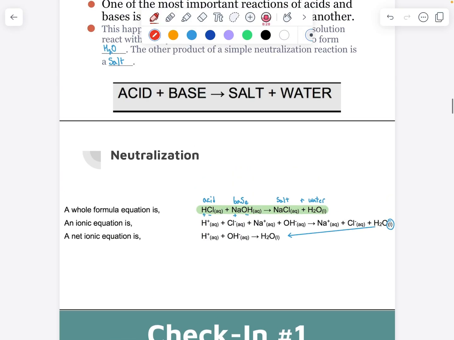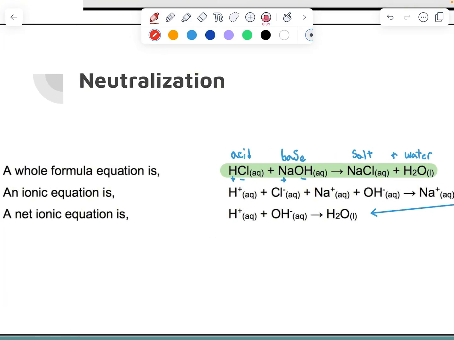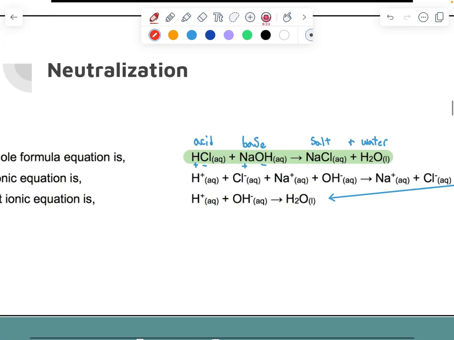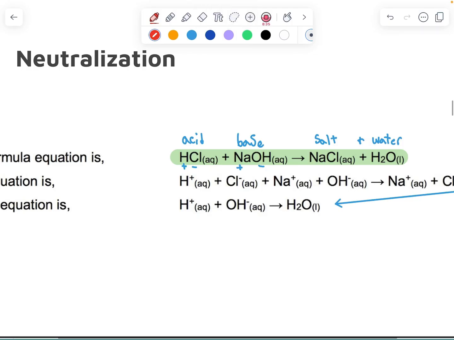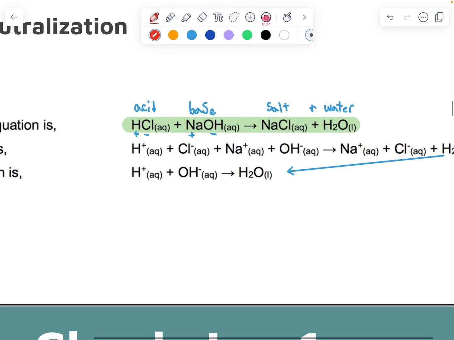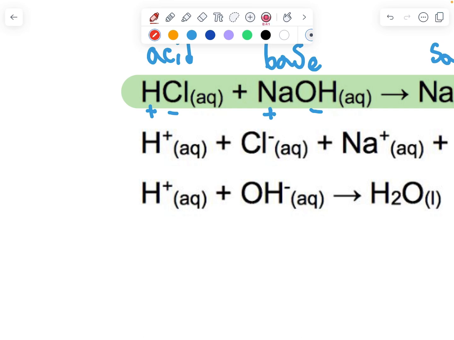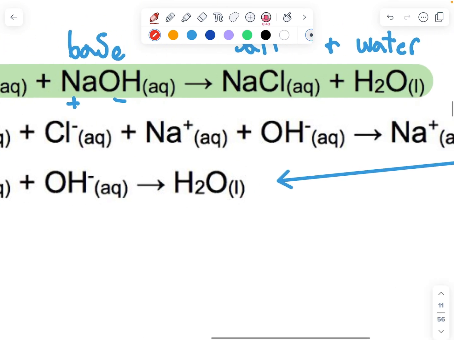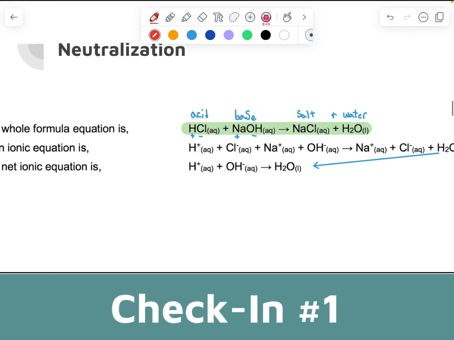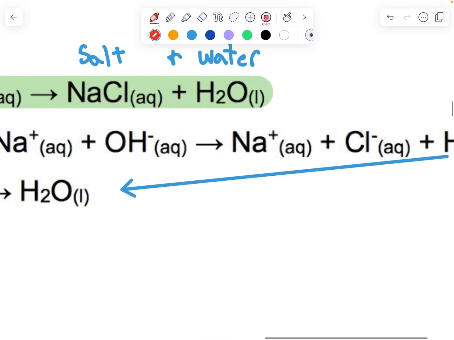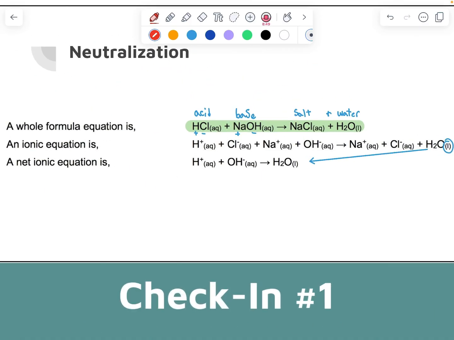So if we have a strong acid and base like hydrochloric acid and sodium hydroxide, we get the salt, which is sodium chloride, table salt, and our water. For our ionic equation, we split up all of our ions, so we have H positive plus chloride plus sodium plus hydroxide yields sodium and chloride broken apart, and then the H2O.